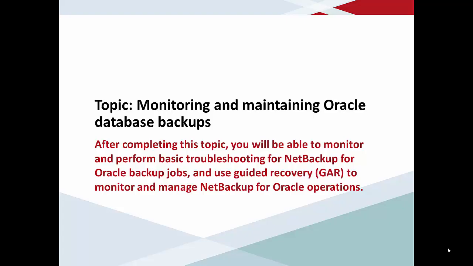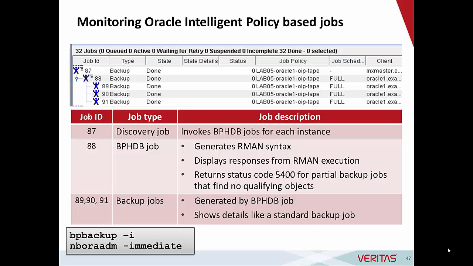This is the monitoring and maintaining Oracle database backups topic. This slide shows an example of the kind of jobs we'll see in the activity monitor when using Oracle Intelligent Policies. So in this example, job number 87 is the discovery job. A discovery job goes through and invokes child jobs called BPHDB jobs for each instance that's being protected. So for each instance, there's a BPHDB job, be job number 88 in this example. There's just a single instance.